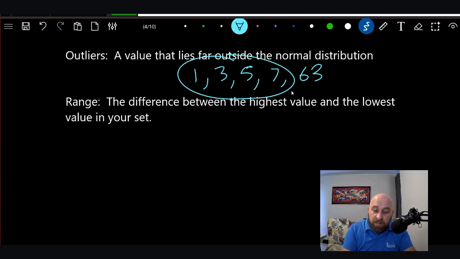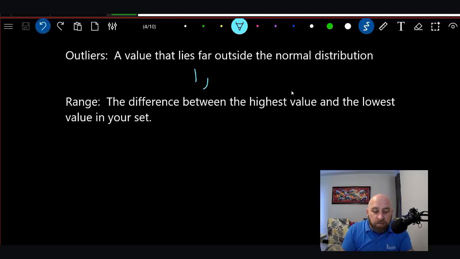These things are close together. They're all single digits. They're very close. And then boom, 63. What is that guy doing? He is an outlier. And I'm going to show you some ways that we can kind of marginalize that outlier. We don't really get rid of the outlier, but there are certain things we can do so that it won't affect us as much. That outlier would really affect the average of that one, right?